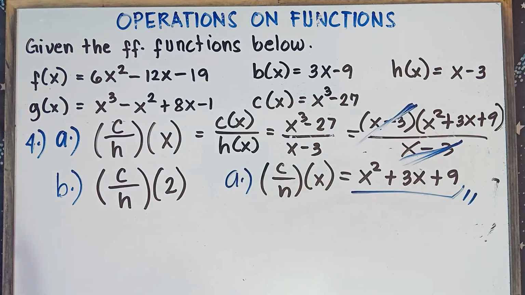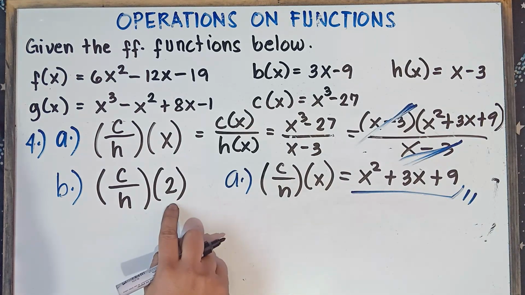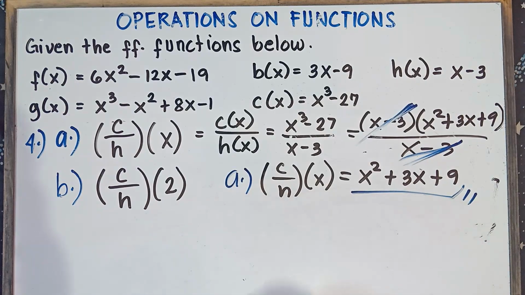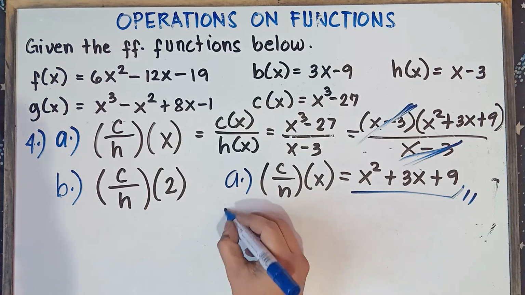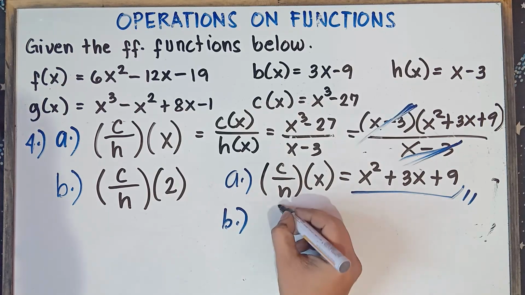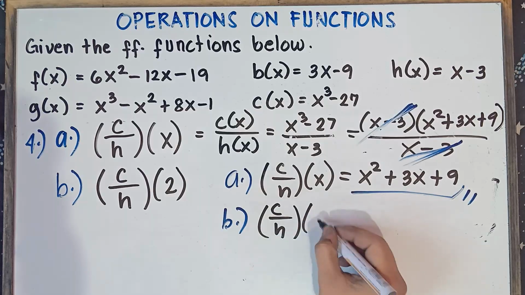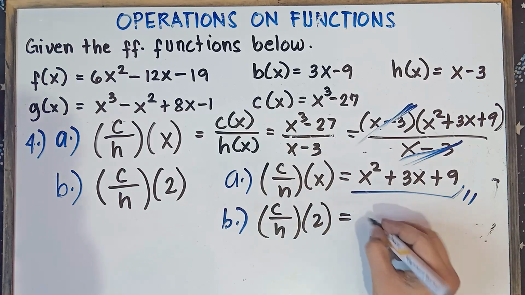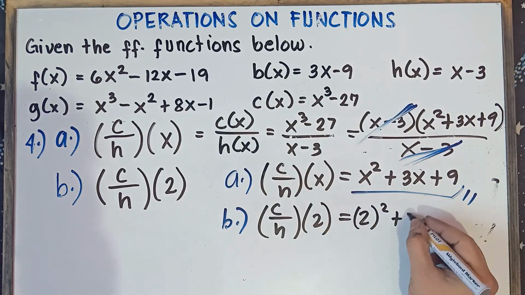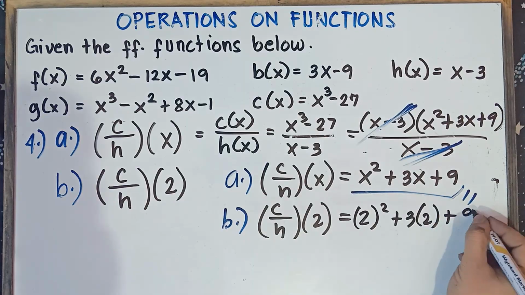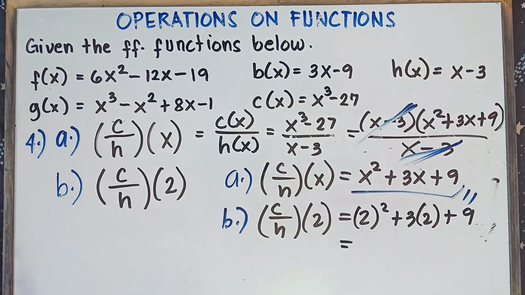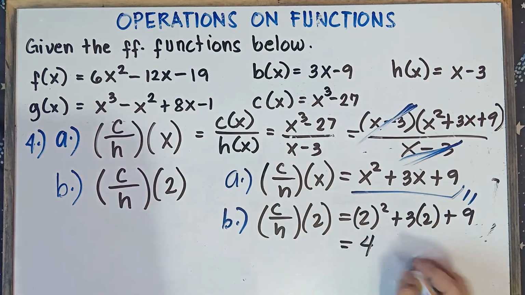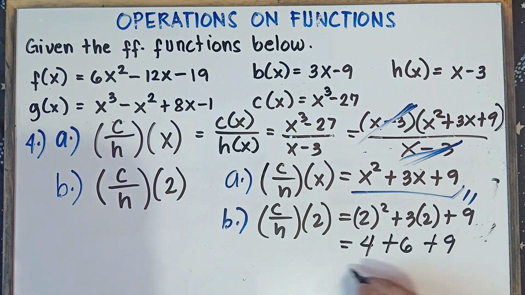Alright, so letter B, simply substitute the value of x. That would be equal to 2. So simply substitute 2 from this given expression. So B, that would be C divided by h of 2. So 2 squared plus 3 times 2 plus 9. So 2 squared, it means 2 times 2, that would be 4. 3 times 2, that would be 6. 4 plus 6, and then plus 9.